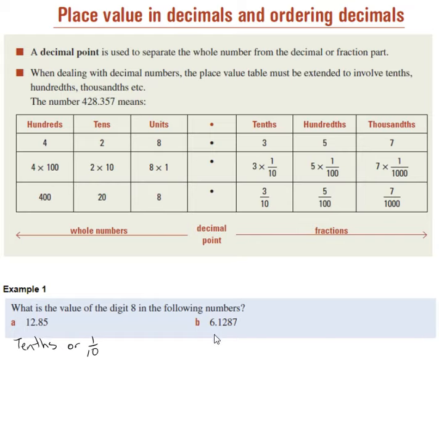Now, in this number here, 6.1827, the 8 is the third number to the right of the decimal point. So 3 numbers, or the third number to the right of the decimal point, is in the thousandths. So you would write down thousandths, if I write it correctly. Or, instead of writing thousandths, you can write 1 over 1,000, because that's the place value.